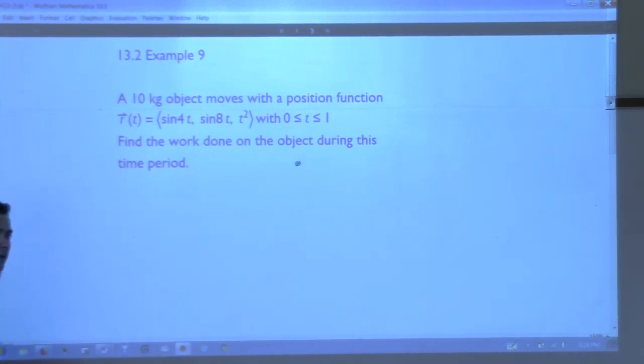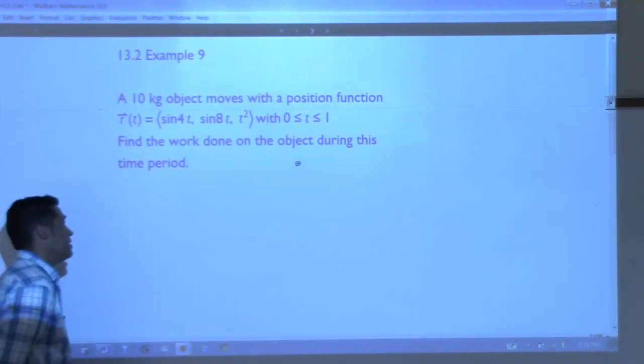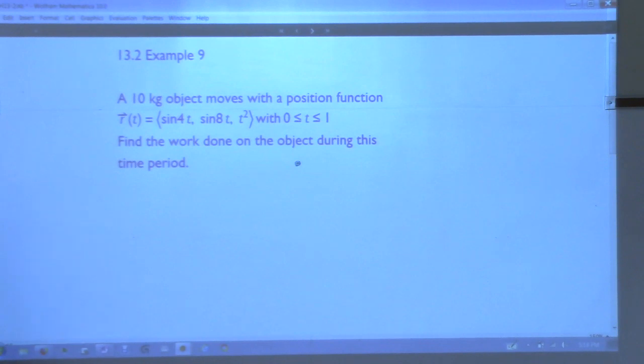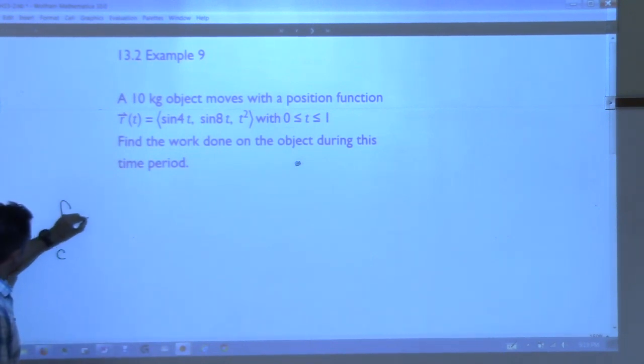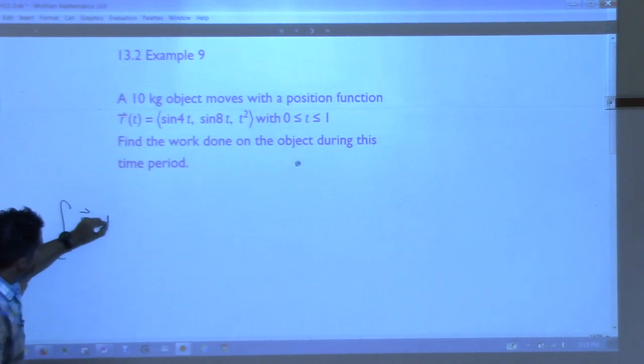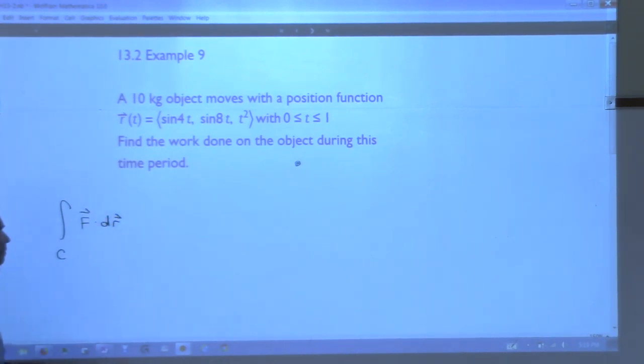Everyone have a chance to look at it? So we're trying to calculate the work done on the object during this time period. So t is 0 to 1, so t is like time. Maybe that's 1 minute, maybe that's 1 hour, maybe that's 1 second, who knows what that is.